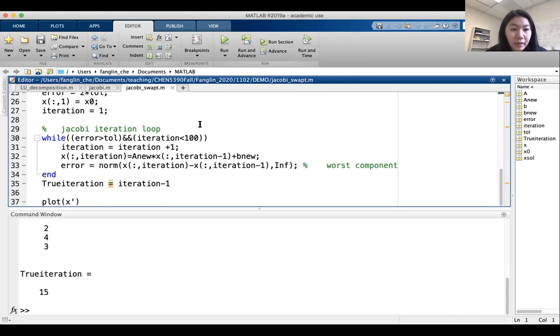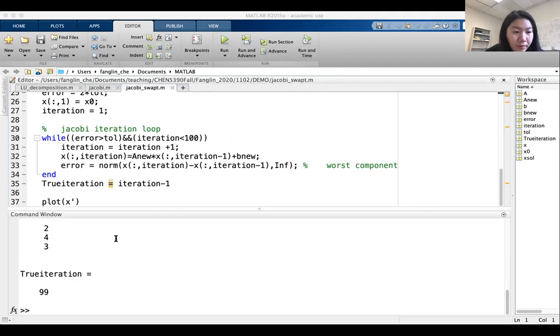So let's run this. We should expect we still get the same answers, because after swapping the row, you shouldn't change. So after we run this loop, you can see the true solution is still 2, 4, 3. It's the same. But the iteration goes to 99 because we already hit the maximum iteration.